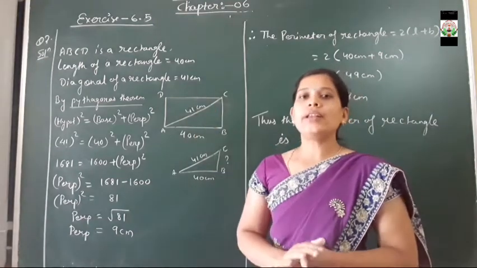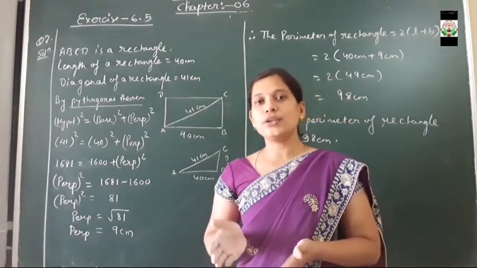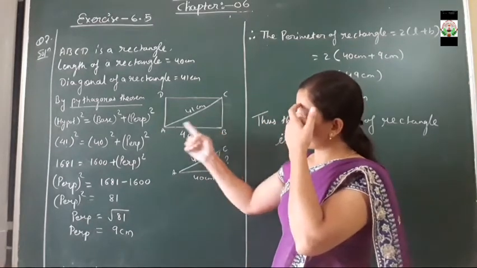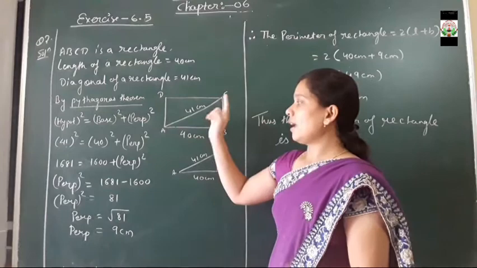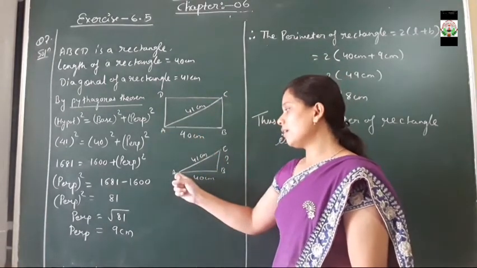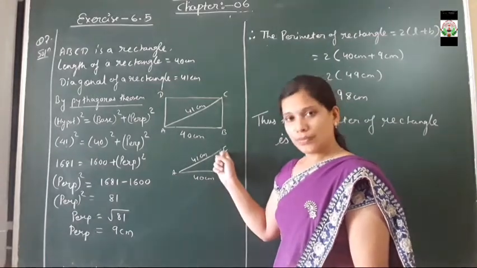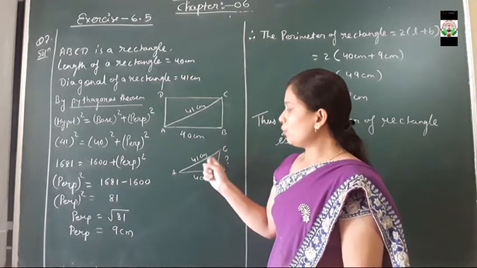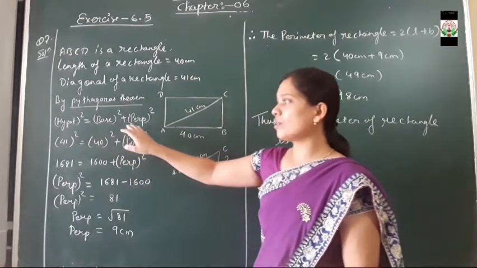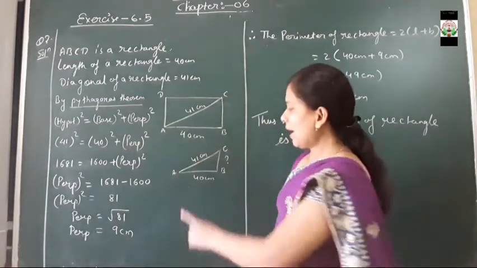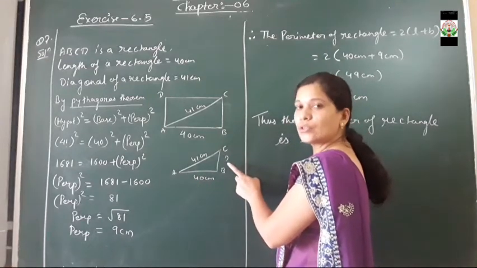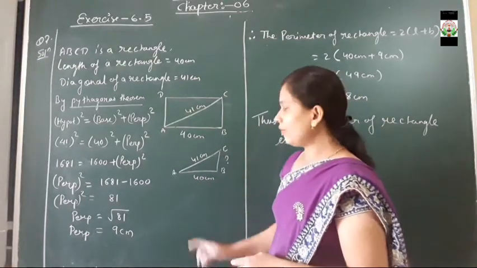And as you know, the diagonal divides the rectangle into two right angle triangles. Okay, so considering this right angle triangle ABC, and the second right angle triangle is ACD. So considering the right angle triangle ABC from the rectangle, we are going to apply the Pythagoras theorem. So hypotenuse squared is equal to base squared plus perpendicular squared. As this one is the hypotenuse, this one is the base, and this one is the perpendicular. So here we are going to find the perpendicular value.